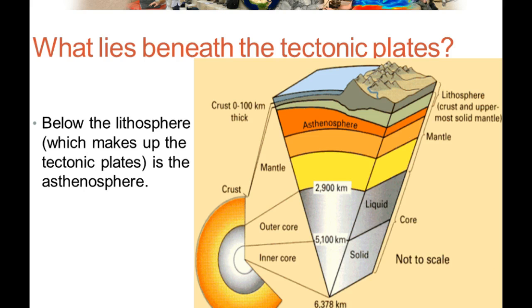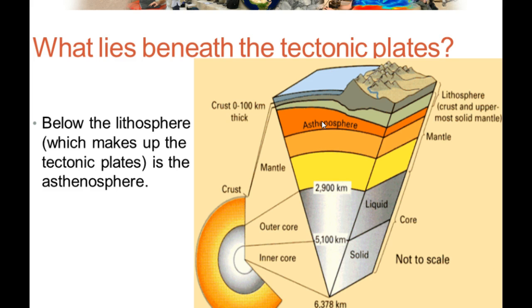Okay, now let's move down to the asthenosphere. Now you see the spelling right here for asthenosphere. The asthenosphere is still part of the upper mantle, but is located just beneath the lithosphere. So you see here, the lithosphere is the crust and upper mantle, and then the lower mantle here is the asthenosphere.